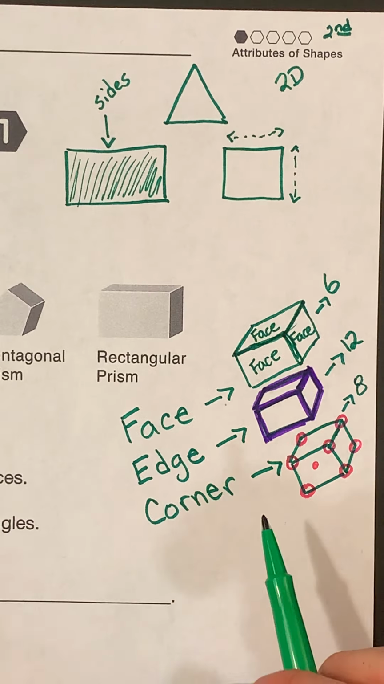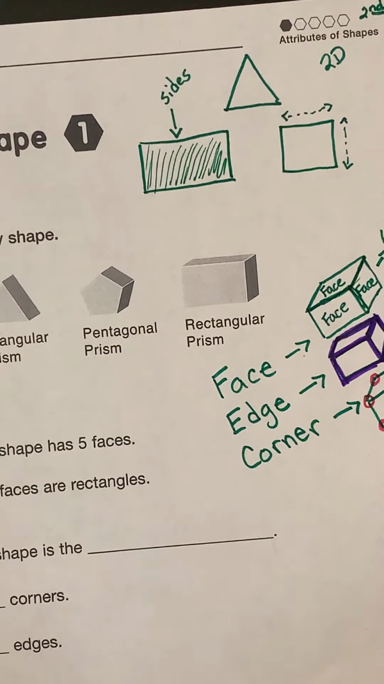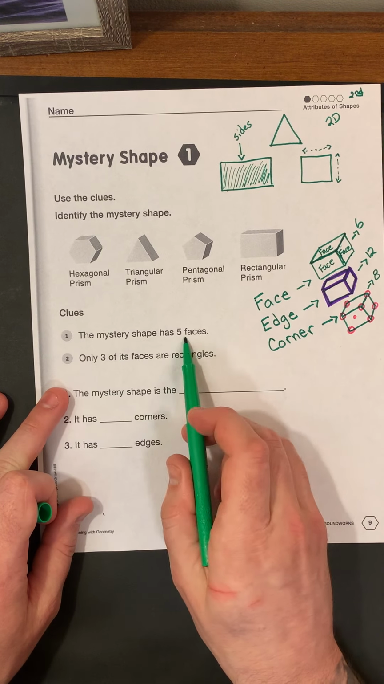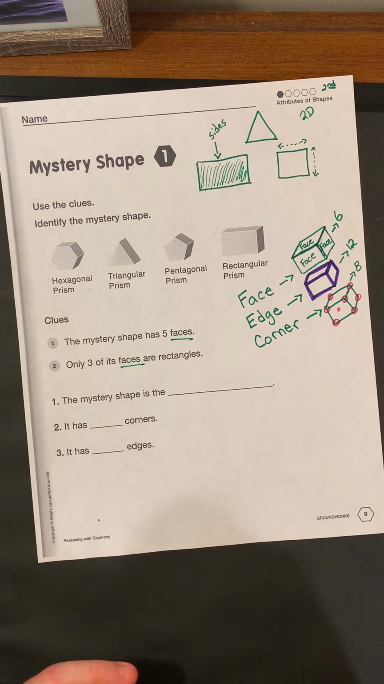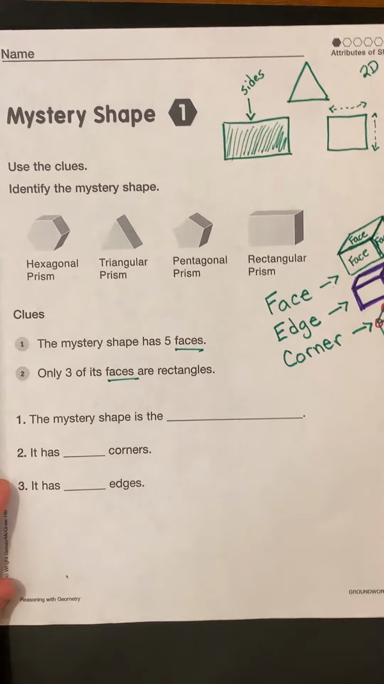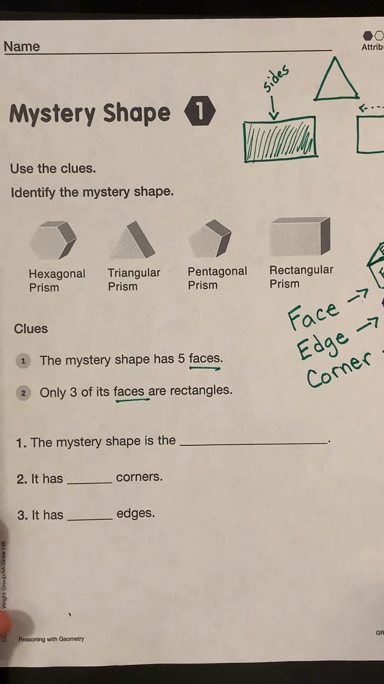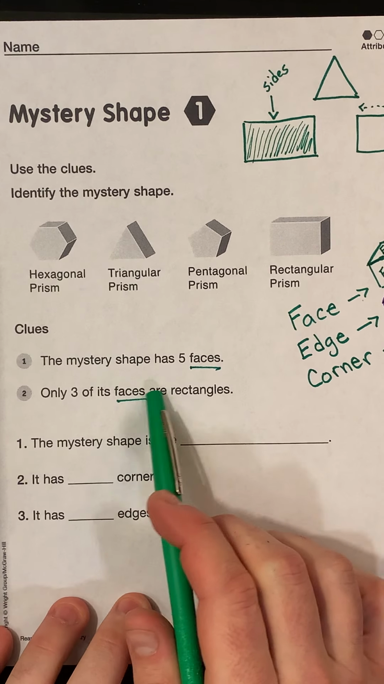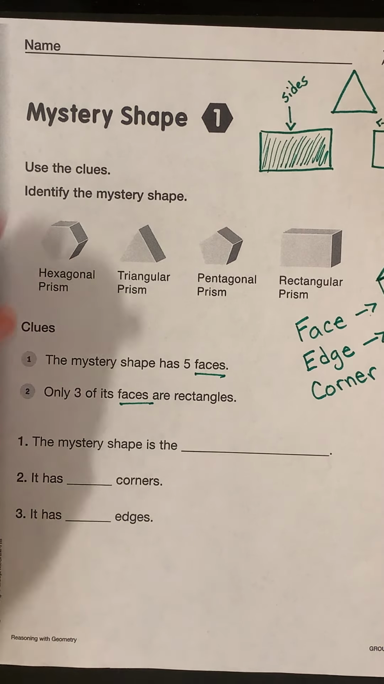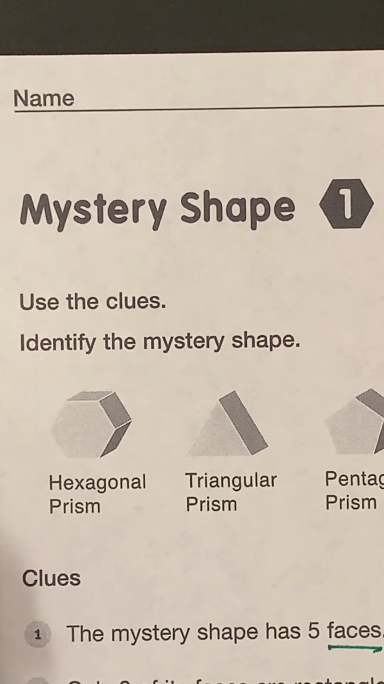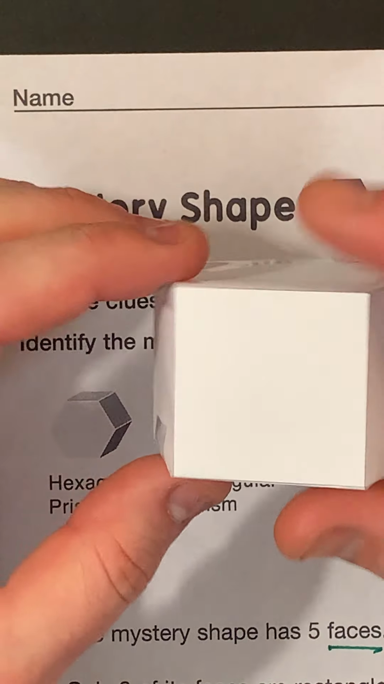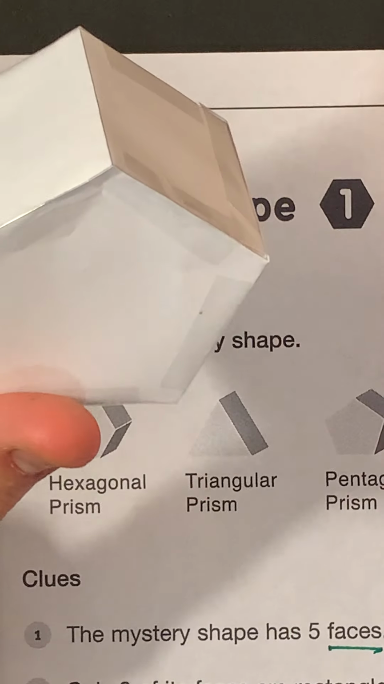Because all of the clues that they're going to be giving us are based on faces. And I think later it talks about edges and corners. So, just like we did last week, a little bit of process of elimination. It says the mystery shape has 5 faces. So I'm going to look at my first shape here, which is a hexagonal prism. Again, it would be best if you actually had one made. I have one made here because you could just count them.